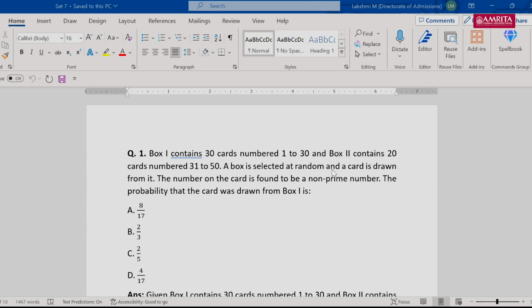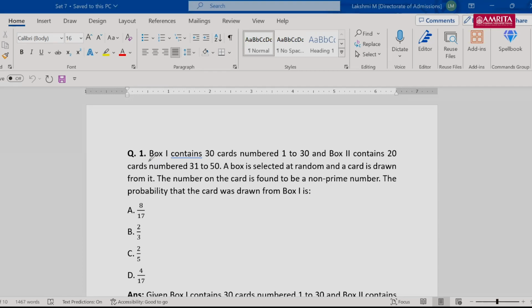Yes, we'll start. As you have already typed, today's session is something related to probability. We'll be discussing different types of questions from probability. I hope everybody is ready with your notebook and pen. We are just going to solve this question together.